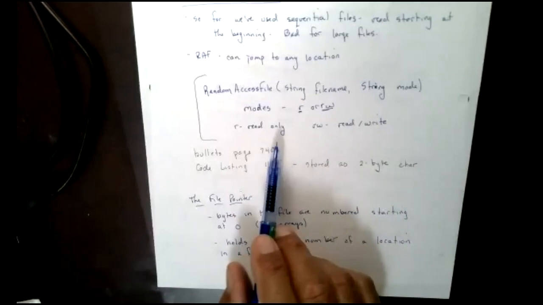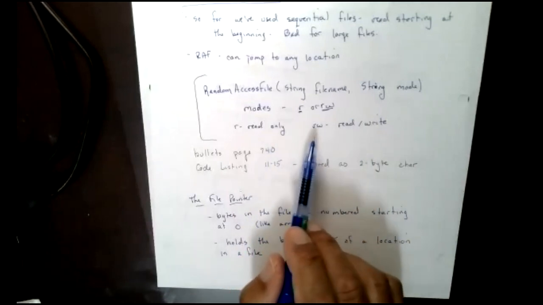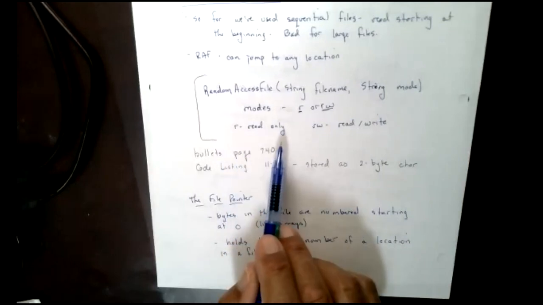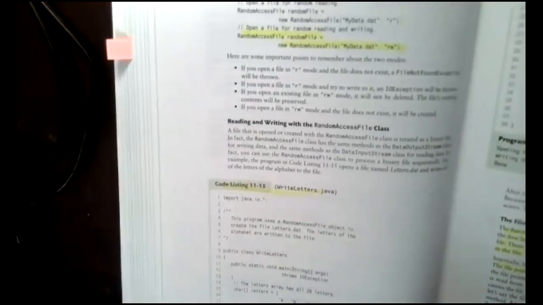R is for read only. We could make everything RW. I would rather sometimes use R so that I don't accidentally screw up the data file. So the reason for read only is so you don't screw up the data file. And again, the RW will allow you to read and to write. Now, a lot of you have heard me say this before, but if our author is doing bullets, it's usually a good thing. Here's some things to remember about the two modes.